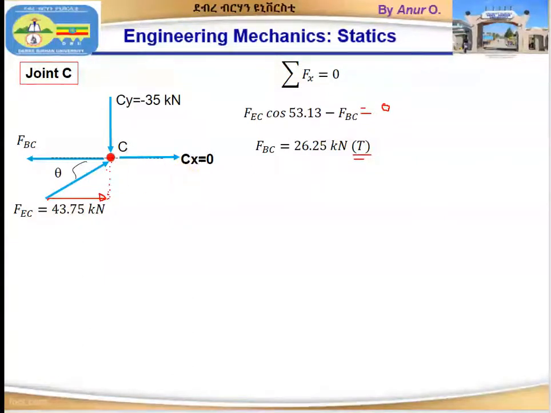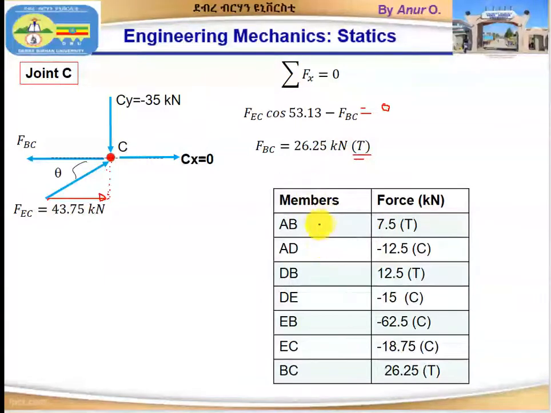After finishing the calculations, we prepare a table to summarize the results. We prepare a table with two columns: the first is members, the second is force. Member AB is 7.5 tension, AD negative 12.5 or compression, DB 12.5 tension, DE negative 15 compression, EB negative 62.5 compression, EC negative 18.75 compression, and BC is 26.25 tension. This is our final result. In the next video I'm going to do an example for this truss using the method of sections for a specific member and we will compare the result with the results of the method of joints. Okay, thank you for watching.